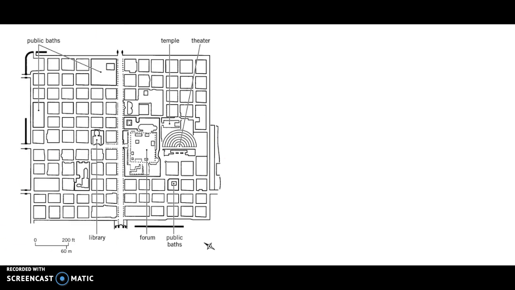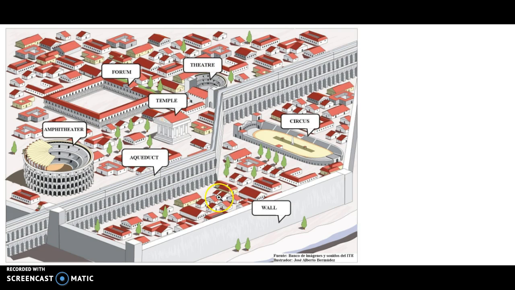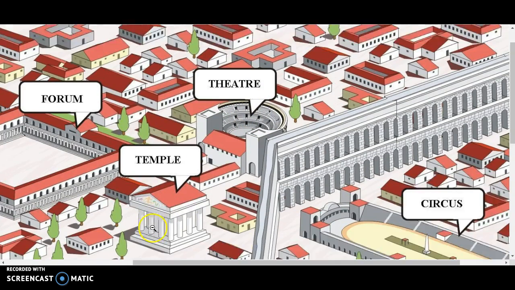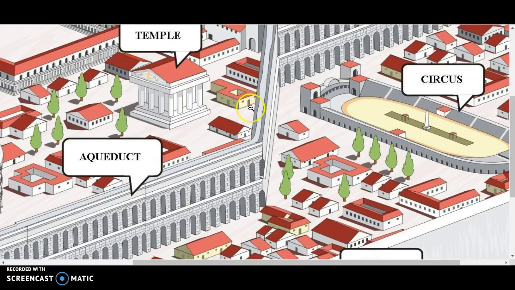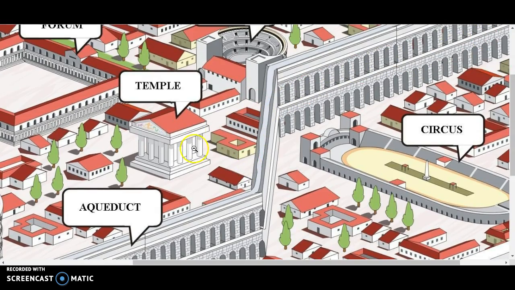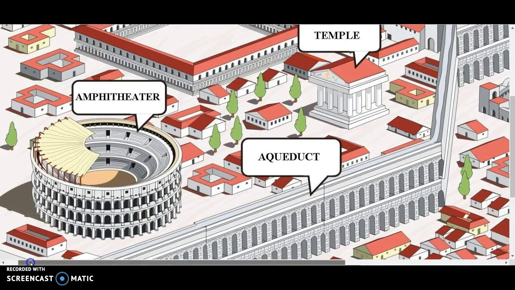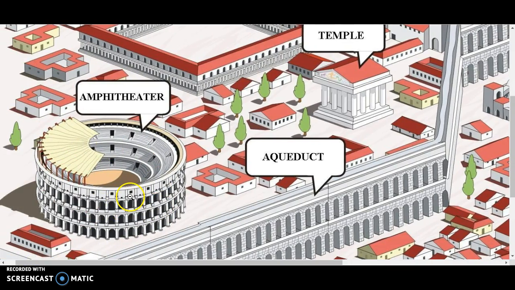Alright. For you to see it better, you have a scheme, a recreation of an ancient Roman city. And you have here the Forum, which is a square shape. Besides the Forum, you have the theater, which is more or less this shape, the temple, which is this, the aqueduct, which goes from there to here. And besides, you have the amphitheater, which represents, for instance, the Colosseum in Rome.